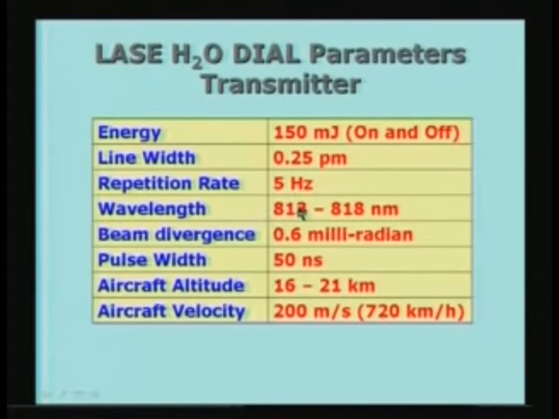The wavelengths are 813 and 818. So, you see that they are very close to each other, just with a 5 nanometer difference. One of them is absorbed by the water vapor, the other one is totally transmitted by the water vapor. The beam divergence is 0.6 milliradian, pulse width is 50 nanoseconds. So, we are talking about a very narrow pulse width, and the aircraft altitude is 16 to 21 kilometers, and the aircraft velocity is something like 720 kilometer per hour or 200 meter per second. So, in this case the measurement is done from the airplane.